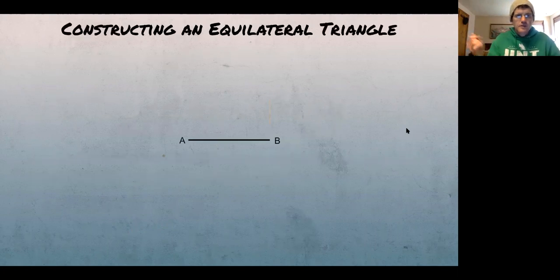So I'm going to start with constructing an equilateral triangle. And before I just tell you how to construct an equilateral triangle, I want you guys to try and imagine how that would be possible using just a compass and a straight edge. And just to remind you, you can't use the inches measurement. So think about that for just a minute. If you don't come up with an answer, that's okay, but just try and think through it.